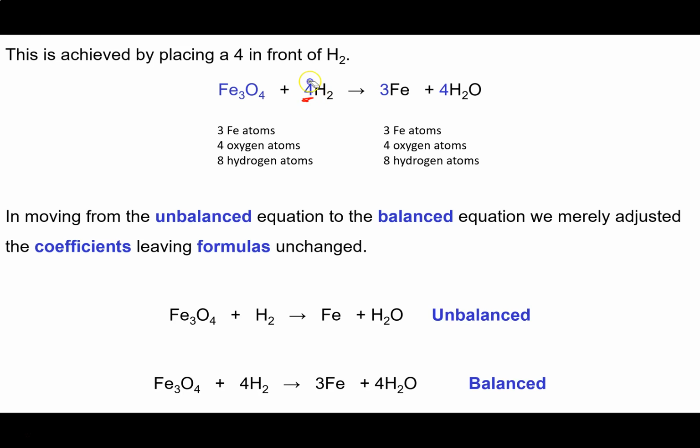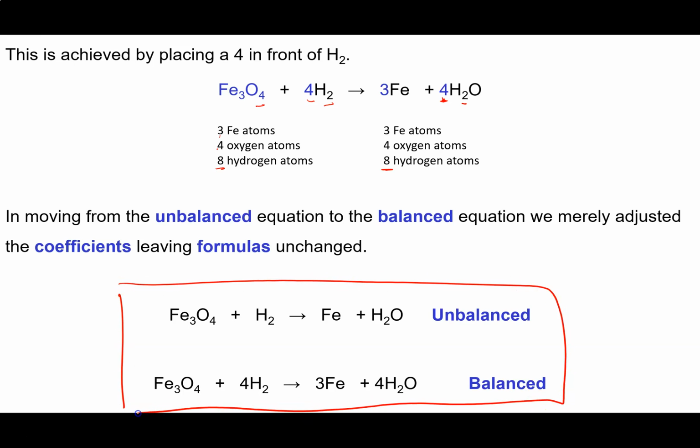So does it balance now? 3 iron atoms on the left, 3 iron atoms on the right, 4 oxygen atoms on the left, 4 oxygen atoms on the right. 4 times 2 gives me 8 hydrogen atoms on the left. 4 times 2 gives me 8 hydrogen atoms on the right. So everything is balanced. If we look at our starting equation and compare it to our balanced equation, you can see that the only difference between the 2 is I added in these 3 coefficients. I haven't done anything to the formulas, I just changed the coefficients.